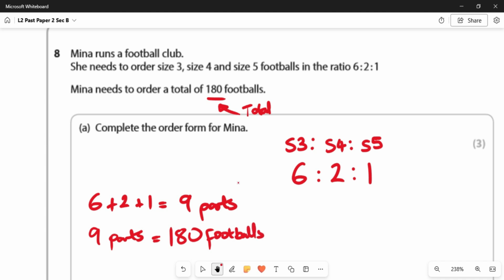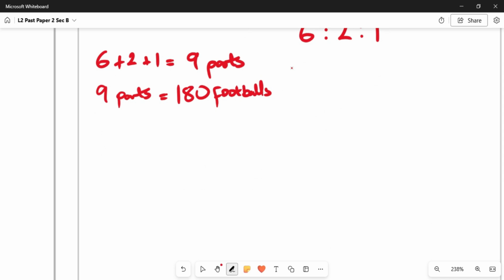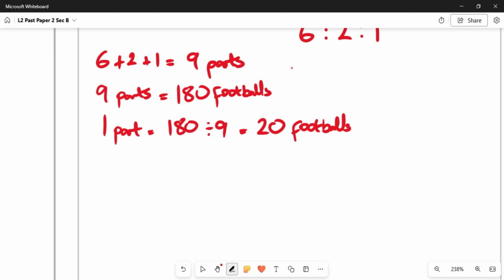Yeah, that's the total. Okay, let me just move the screen down. So if 9 parts equals 180 footballs, 1 part will be 180 divided by 9, which is exactly 20 footballs. There's your crucial bit, finding out what 1 part represents. Let me just highlight that bit there. And now we've done the hard part. It should be easy now.